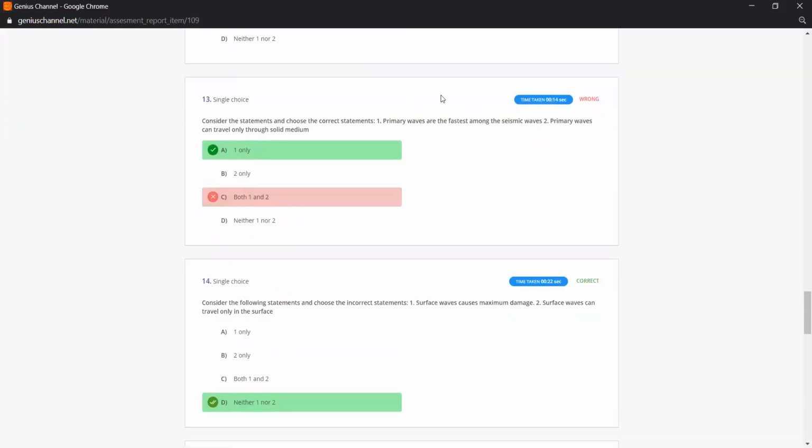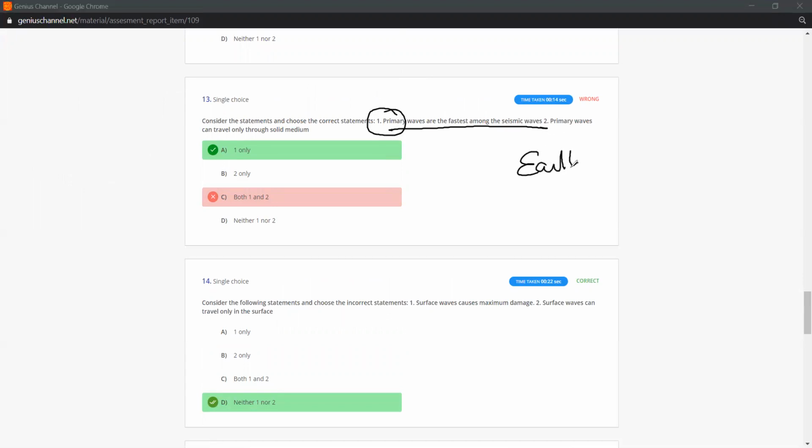Consider the following statement: primary waves are faster than the seismic waves. That is true, that is why they come first, and that is why the word primary. These are the waves when the earthquake happened. At that time a lot of waves come out, and the first waves which come are known as primary waves.